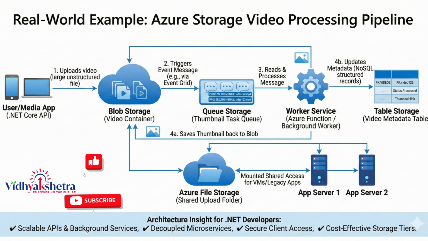This entire design ensures upload and processing are not directly dependent, background tasks are queued reliably, media is stored cost-efficiently in tiers, metadata is accessible using NoSQL, and legacy apps can still connect using file shares. In summary, this pipeline is highly scalable, secure, and cost-effective, making it perfect for modern .NET cloud-native development.